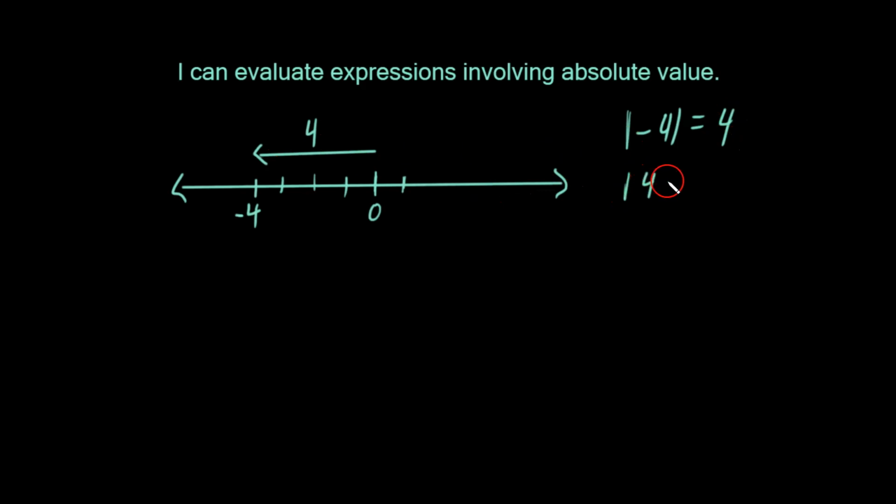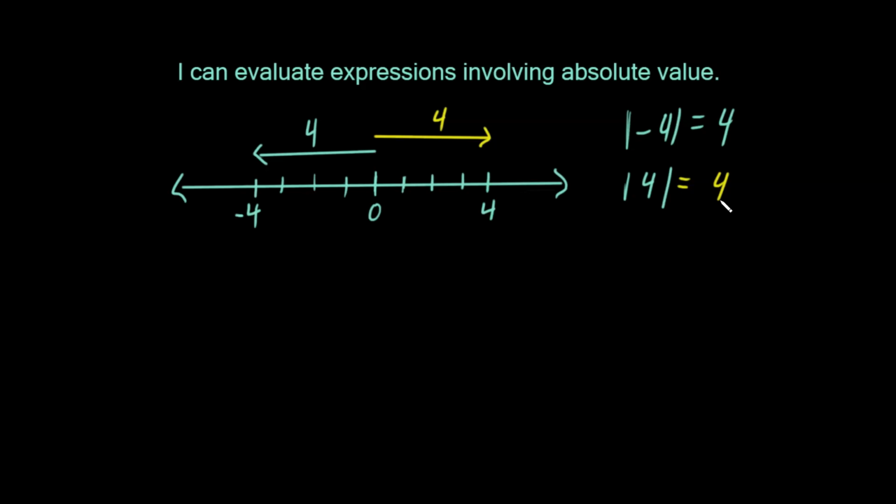The absolute value of +4 is 1, 2, 3, 4. So we're at 4 right here. Well, how far is this from 0 on the number line? That's still 4. So do not confuse absolute value with opposite. Absolute value is always going to be positive.